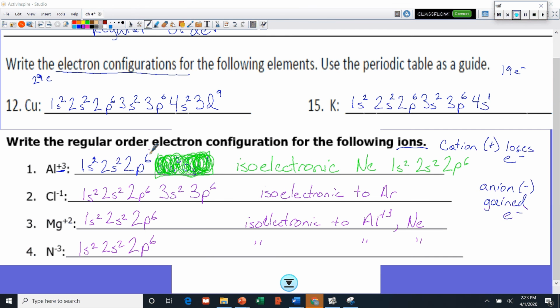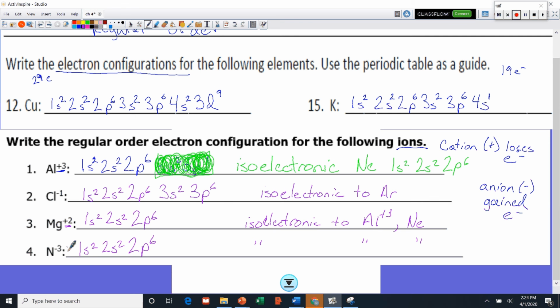For magnesium, we are losing 2 electrons. Magnesium is in the 3rd period, so it should have ended with 3s2. But we lost those 2 electrons, so that makes it 1s2, 2s2, 2p6, which is the same, or isoelectronic, to the aluminum plus 3 ion. And it's also isoelectronic to neon.